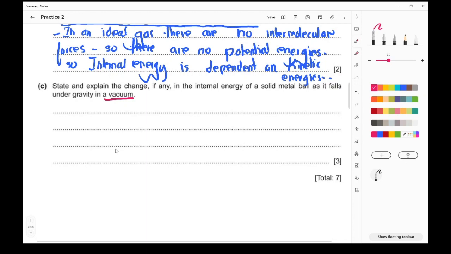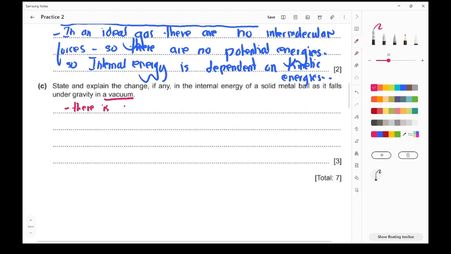If there is no heat generated, that means the internal kinetic energy of all the molecules inside the solid metal ball won't increase. So that means only externally the kinetic energy is definitely increasing, but internally it is not. So if the kinetic energy is not increasing, there won't be any change in the internal energy. So that means the internal energy is going to be unchanged. Anyways, I'm going to be writing this down. If any, there is no change.